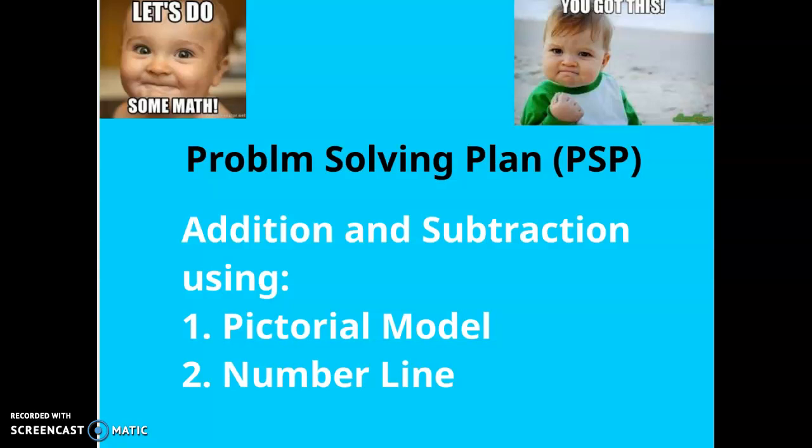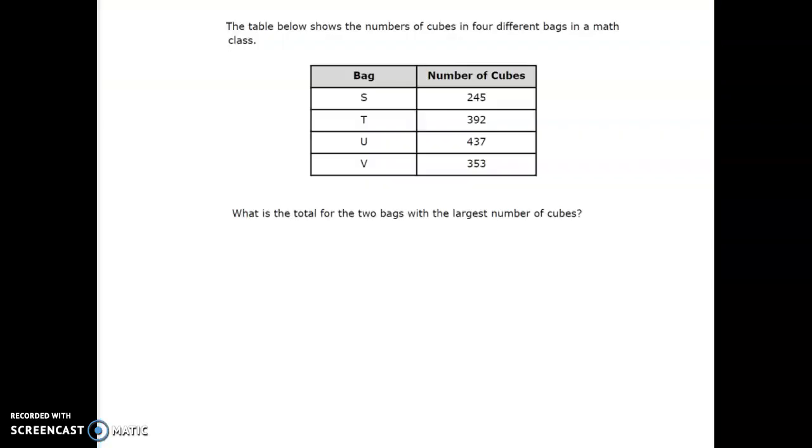Hi, in this video, I'm going to show you how to solve addition and subtraction problems using the problem solving plan, or PSP. In the process, I will also show you how to use a pictorial model and a number line to solve addition and subtraction problems. Let's get started. Here's the first question.